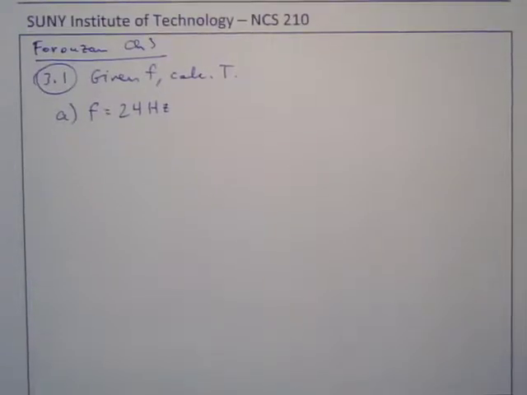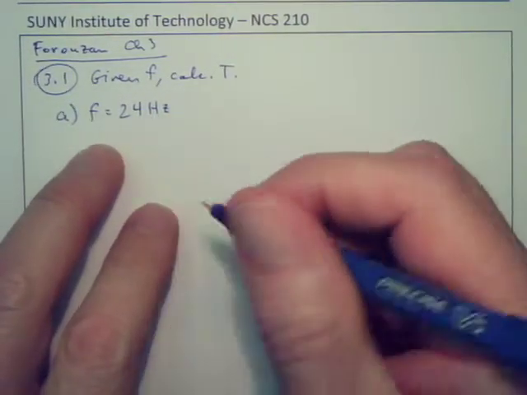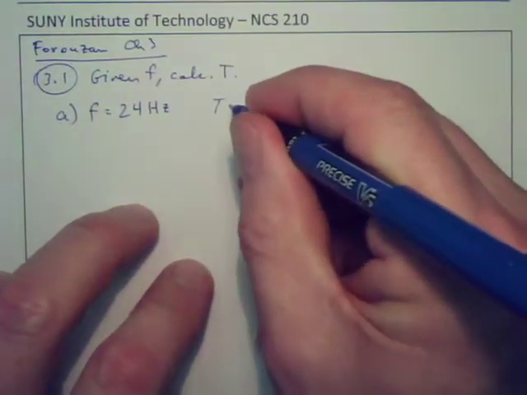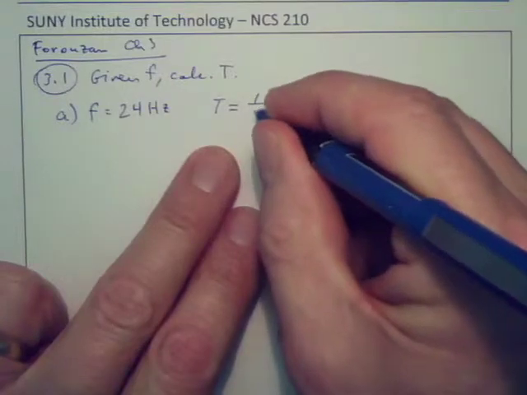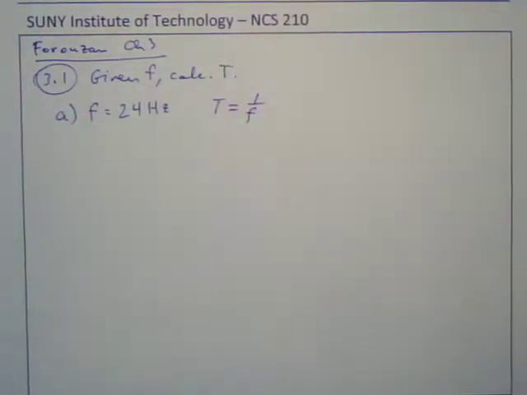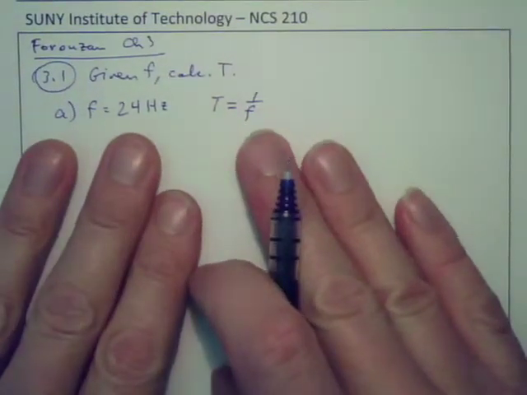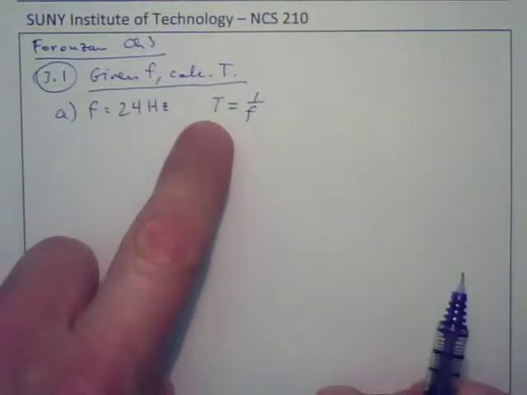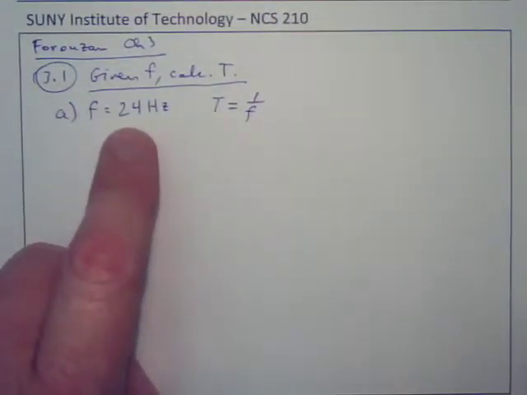So I'm hoping to illustrate for you the problem-solving procedure. So you write down what you're given. You write down also what you know. You know that the equation for the period is given as 1 over F. So you write down everything you know, and now we have everything we need to calculate T. All we have to do is invert F.